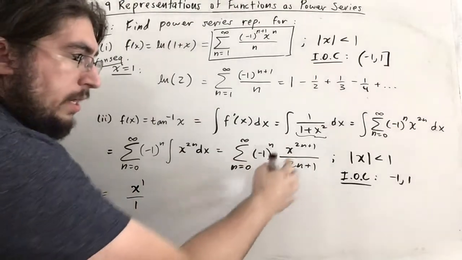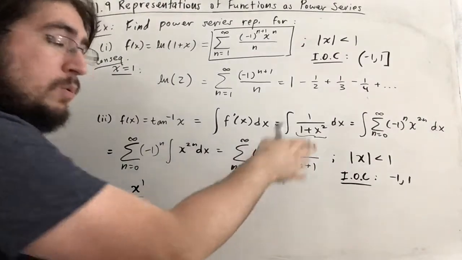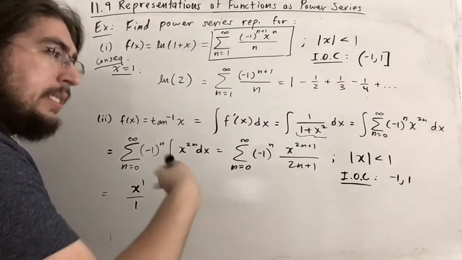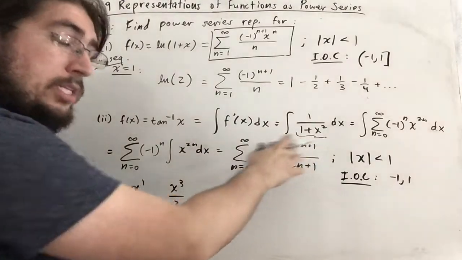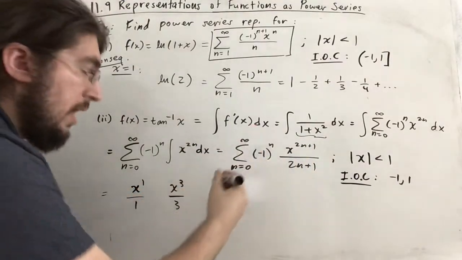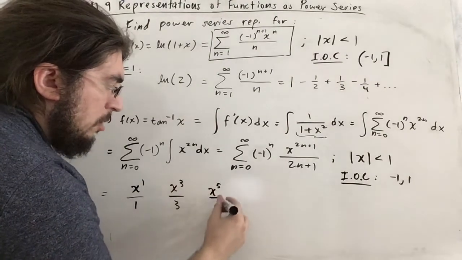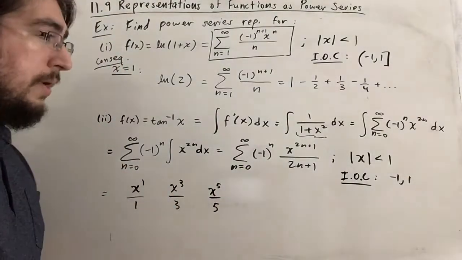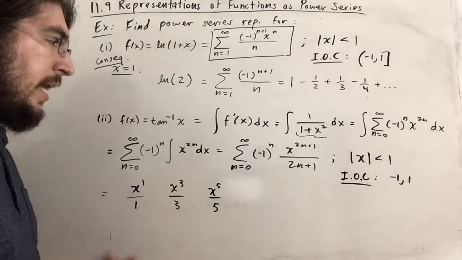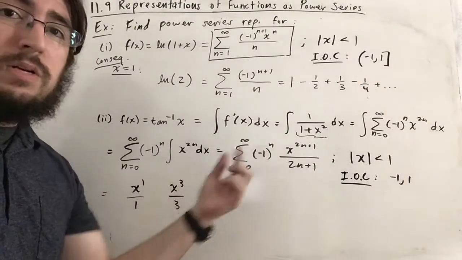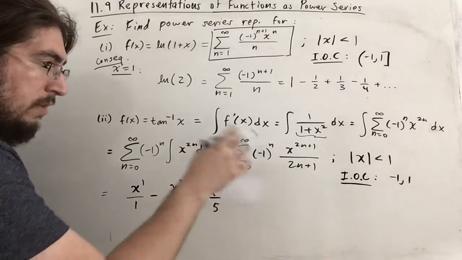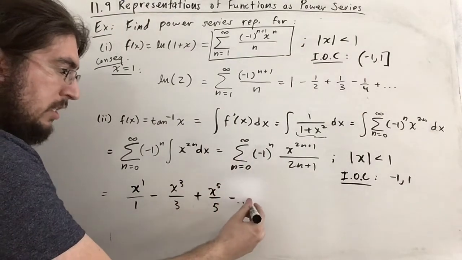When you plug in 1, you'll notice the power is 2 times 1 plus 1, which is 3. So we get x to the 3 over 3. Similarly, when you plug in n equals 2, you get 2 times 2 plus 1, which is 5. So it's pretty obvious what the next one will be. It'll be 7 because these are just the odd positive integers. And now for the signs, when you plug in 0, -1 to the 0 is positive, -1 to the 1 is negative, -1 to the 2 is positive, and so on.